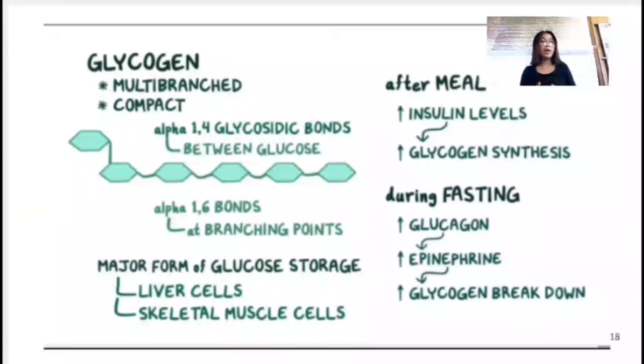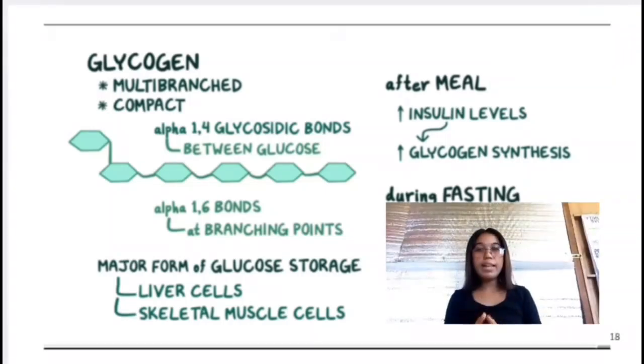Alright, as a quick recap, glycogen is a multi-branched compact structure made up of alpha-1,4 glycosidic bonds between the glucose molecules and alpha-1,6 bonds at branching points. Glycogen is considered a major form of glucose storage in the body, and it's primarily stored in the liver cells and skeletal muscle cells. Okay, and that will be the end of my assigned topic.